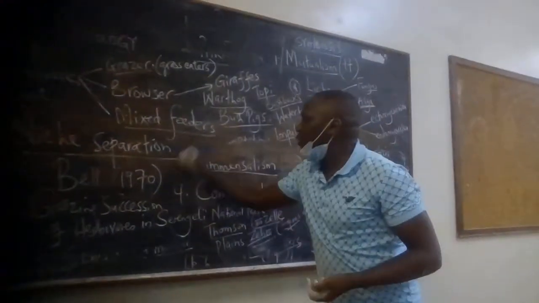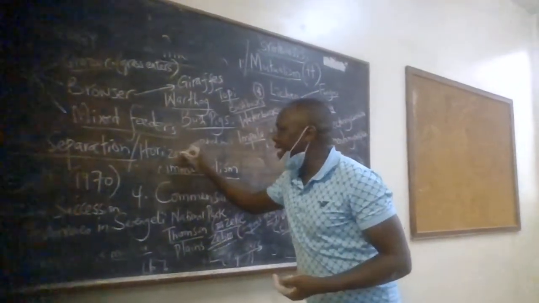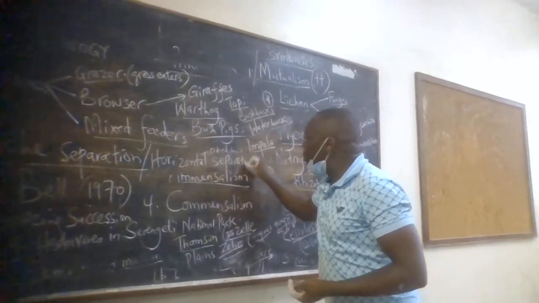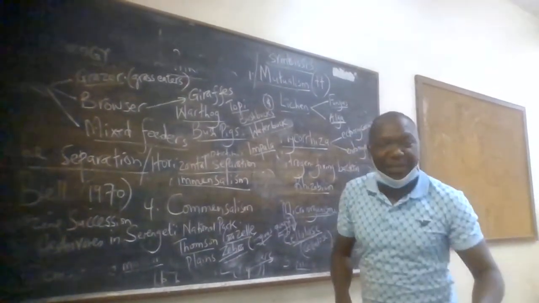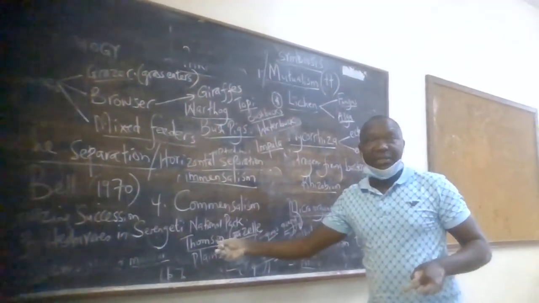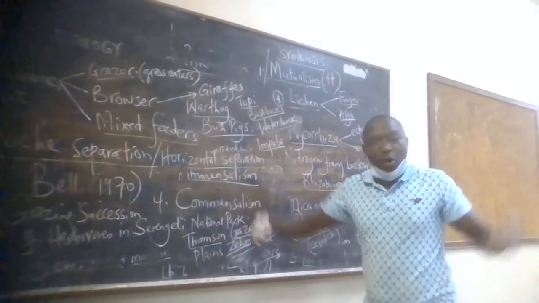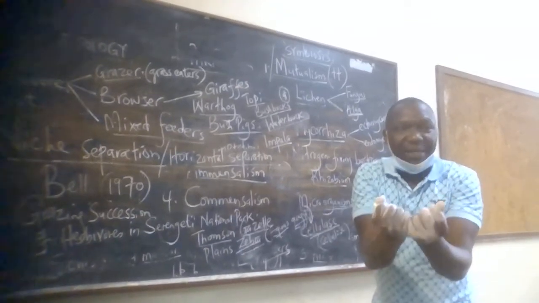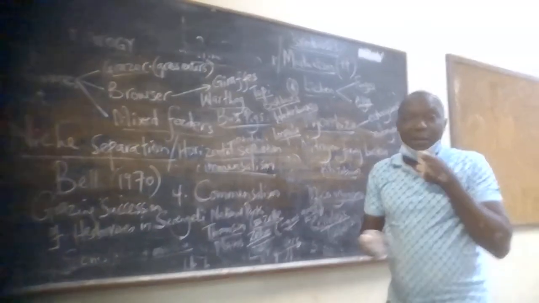Horizontal separation is a strategy of avoiding interspecific competition. The strategy of avoiding interspecific competition. So you will find some of these gazelles, the plains zebra, the impalas, all feeding in the same area without competing, without interspecific competition. You get the point?